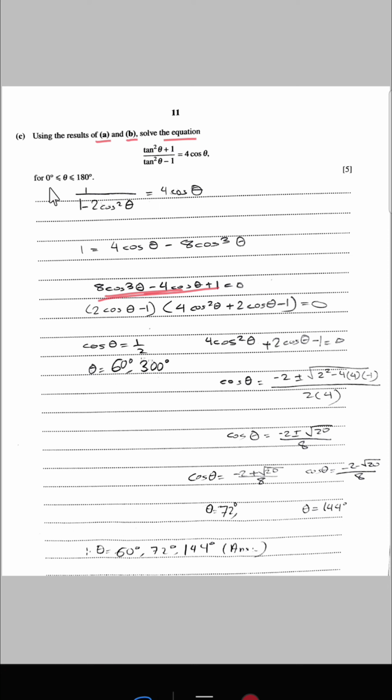And we know that the value of theta is between 0 to 180 degree, so 300 degree would not be the answer. So the final answer is 60 degree, 72 degree and 144 degree. Also, cos theta is positive in the first and fourth quadrant and negative in the third and second quadrant.